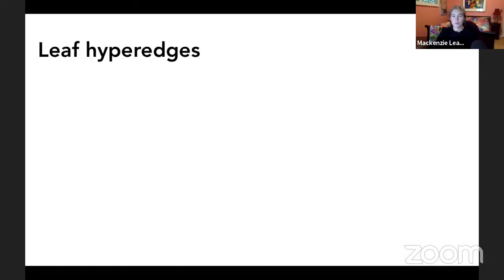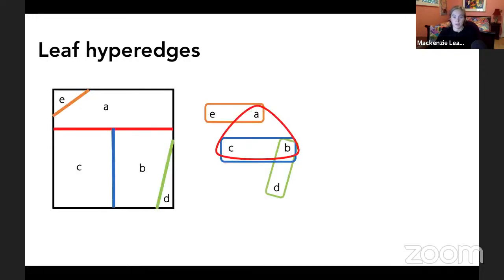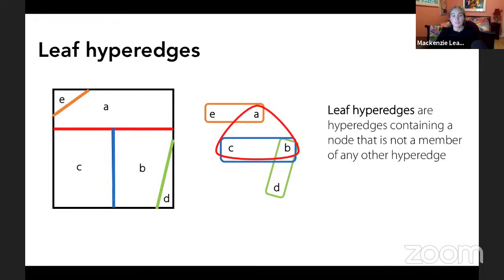And now we need one more key element, leaf hyperedges, which help us to determine if a graph is acyclic and compute a sewing order if one exists. Here's a design with 5 faces and its corresponding hypergraph. Leaves are hyperedges containing a node that is not a member of any other hyperedge. In this case, the orange and green hyperedges are leaves because E and D are nodes that belong to just a single hyperedge.